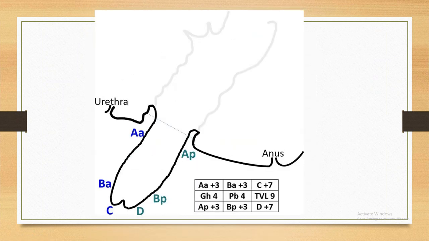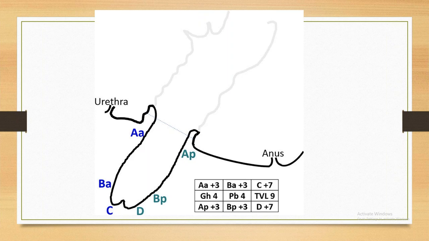Now see this. Try to see the grid only first of all, and then look at the diagram. Now see, this is AA plus 3, BA plus 3. So it is anterior wall prolapse. Is there or not? Yes. So which stage now in anterior wall prolapse? Stage 3. Now see, it is plus 7. Whether it becomes stage 3 or stage 4?